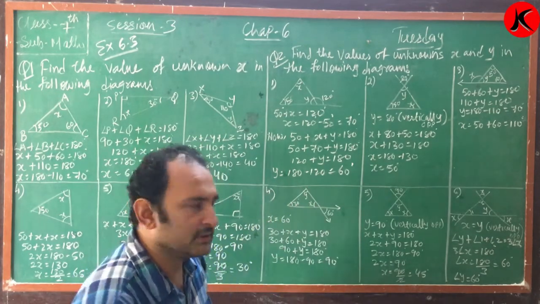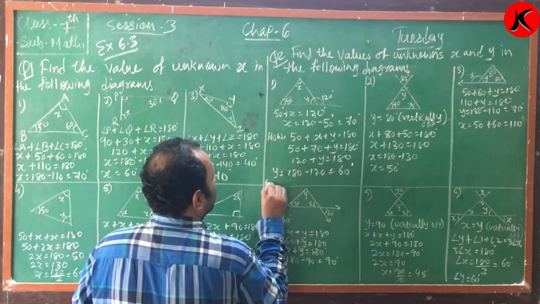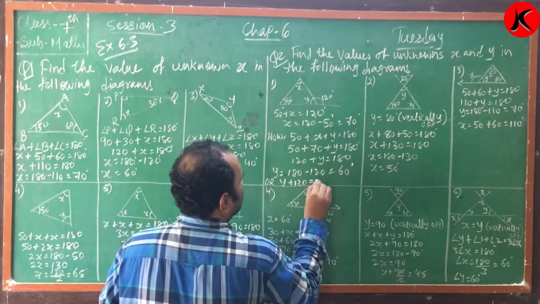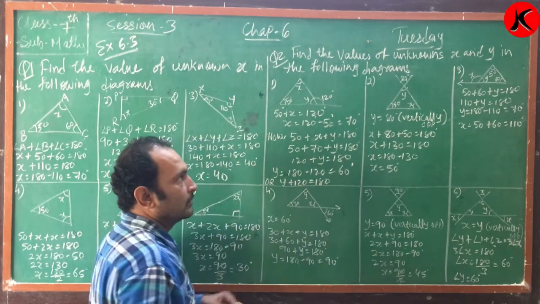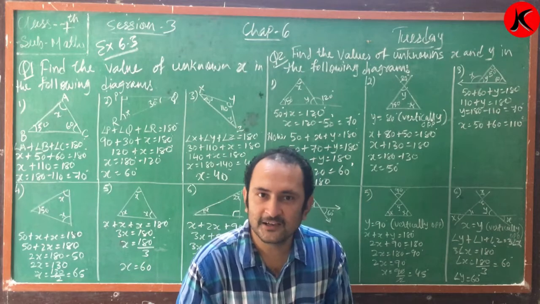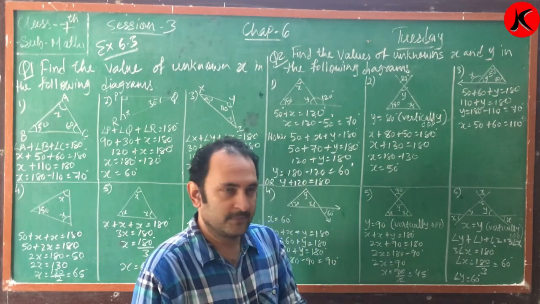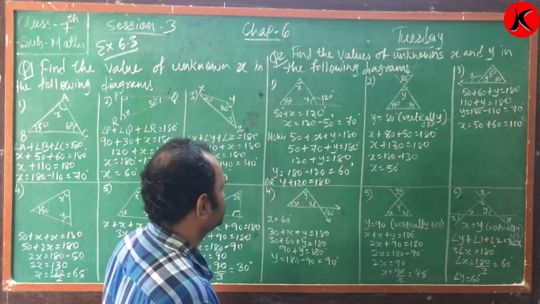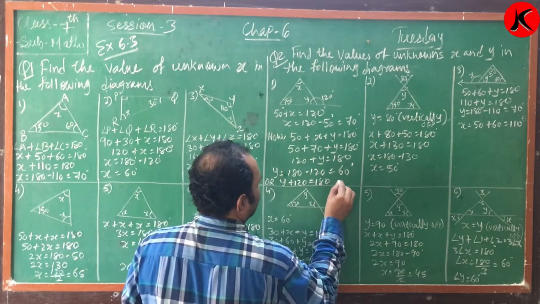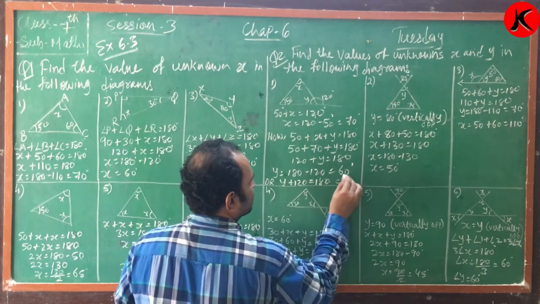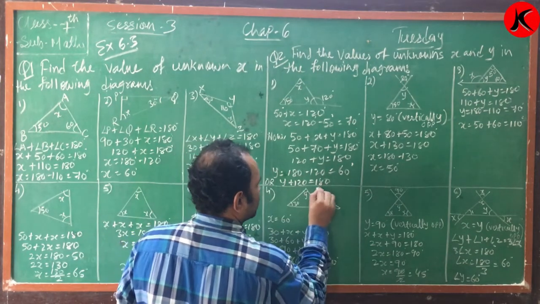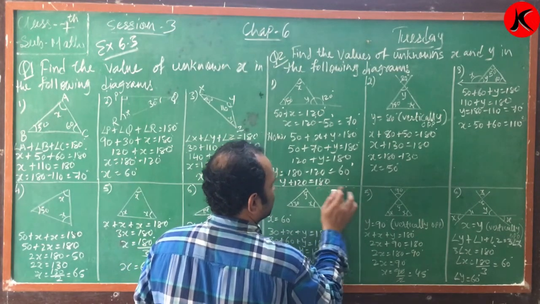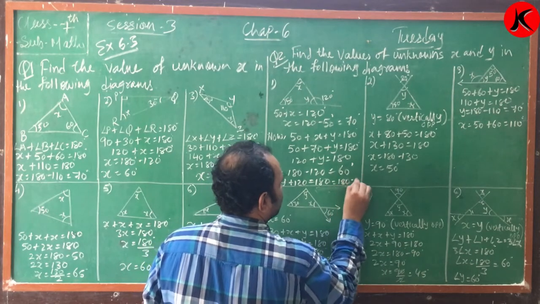Or another method is: y plus 120 is equal to 180. They are supplementary angles. Adjacent angles on a line are supplementary. Shifting it, 180 minus 120 is 60. Let us write it here. 180 minus 120 is 60.